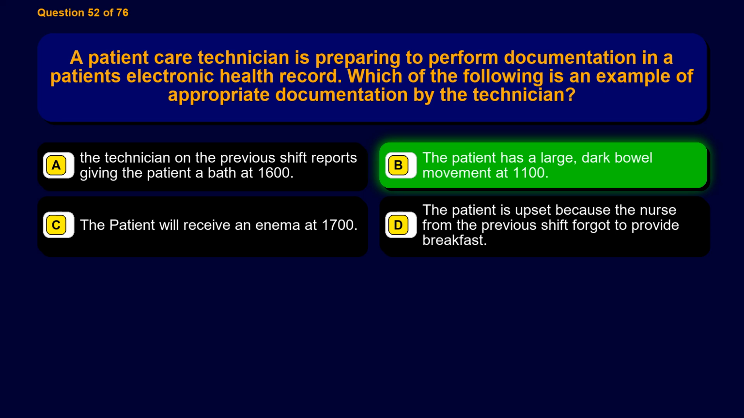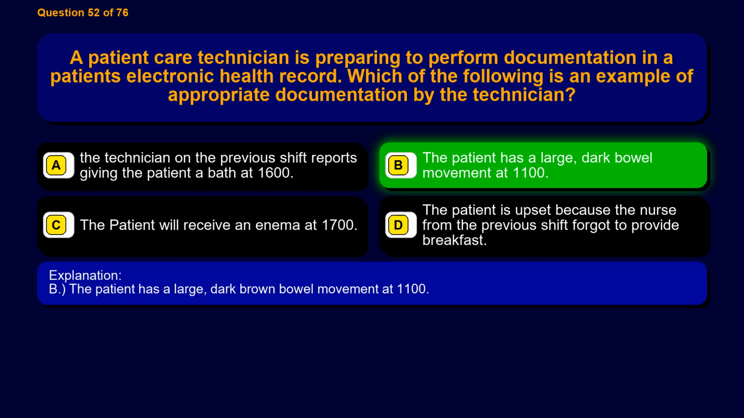The correct answer is option B, the patient has a large, dark brown bowel movement at 1100.